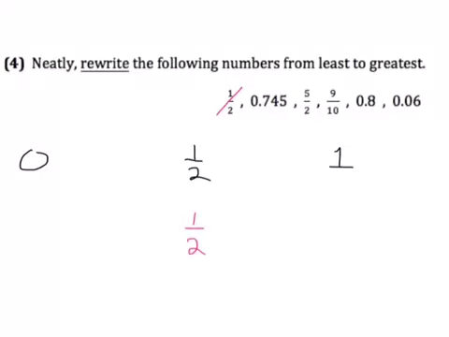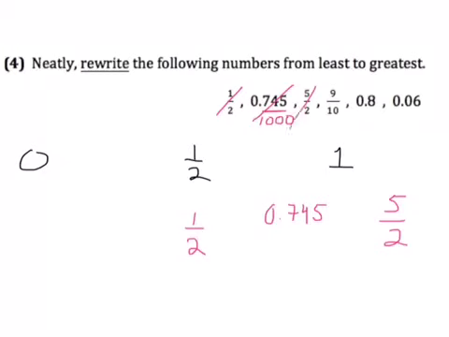Okay, 0.745 properly read, that's 745 out of 1,000, 745 thousandths. Okay, so that's more than a half, but it's less than 1, so it's going to go somewhere here. It's getting closer to 1. Okay, 5/2. 5/2 is greater than 1. I'm going to put that up here.